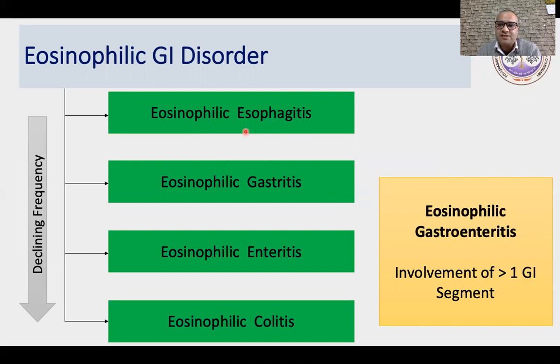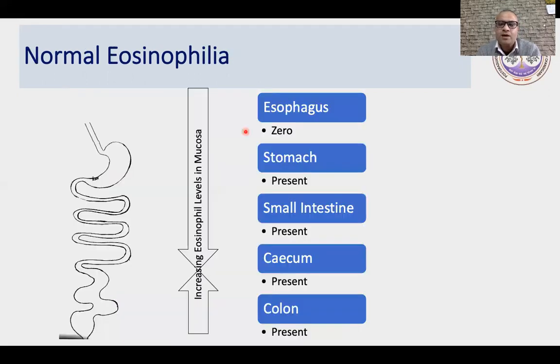Now, the term gastroenteritis usually refers to gastritis and enteritis, but it must involve at least two segments of the GI tract. Esophagitis is not usually included in this particular terminology. Some parts of the bowel do have eosinophils normally. In fact, most of the bowel does have a few eosinophils, except for the esophagus, where eosinophils are abnormal. And the numbers keep increasing till around the terminal ileum, the cecum and the right colon, after which again there is a decline in the number of eosinophils.